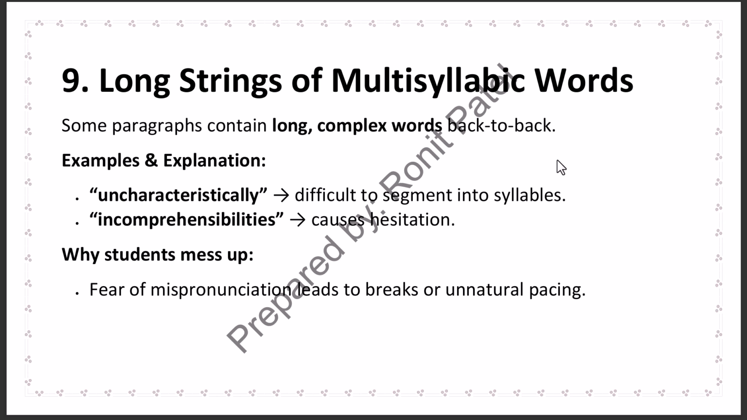And this is what I did previously. For example, uncharacteristically. How will you break it? Un, ca, rec, ter, is, t, kal, li. I will repeat. Un, ca, rec, ter, is, t, kal, li. And if you join it, it becomes uncharacteristically. Once the brain sees small pieces, fear disappears and fluency returns. So remember, fluency is psychological before it is phonetic.